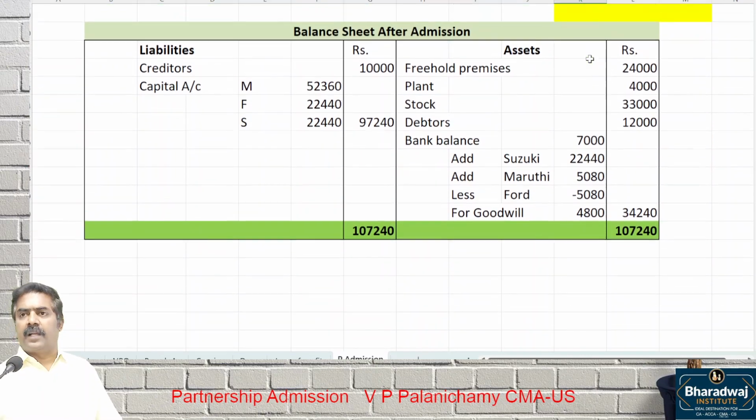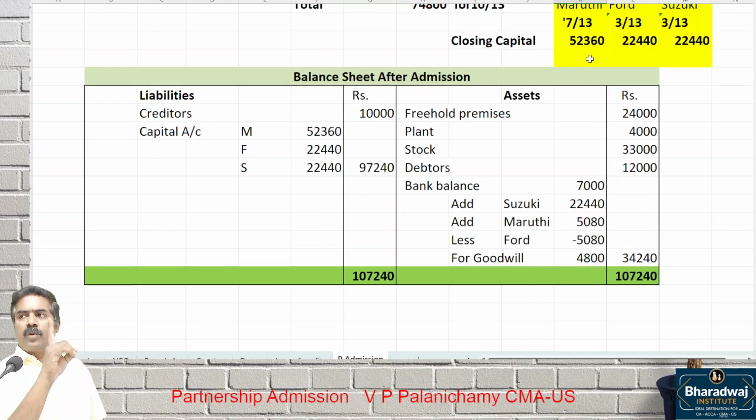Then we prepare the balance sheet. The basic steps are: number 1, calculate which ratio? New ratio and sacrificing ratio. Step 2, goodwill and JLP you adjust. Revaluation, memorandum revaluation. If you do not want to what? Alter the assets and liabilities, prepare which account? In the capital account, what adjustment can be given? Based on new partner, adjust what? Old partner's capital. Or based on old partner, decide what? Total capital and adjust in profit sharing ratio they can ask for.